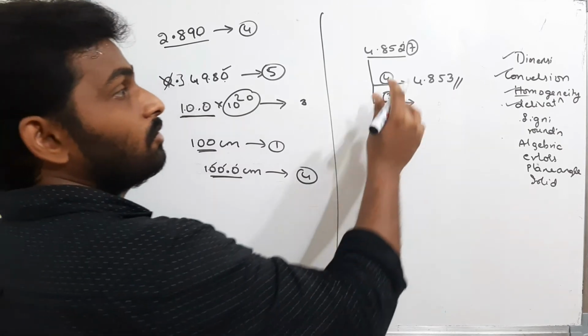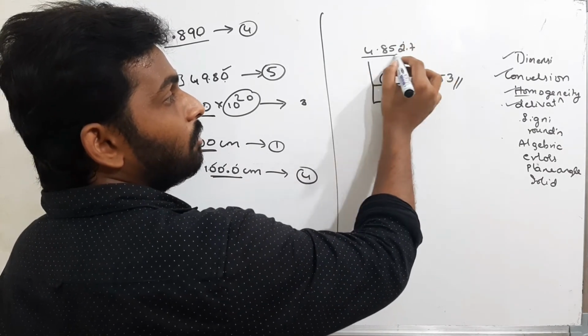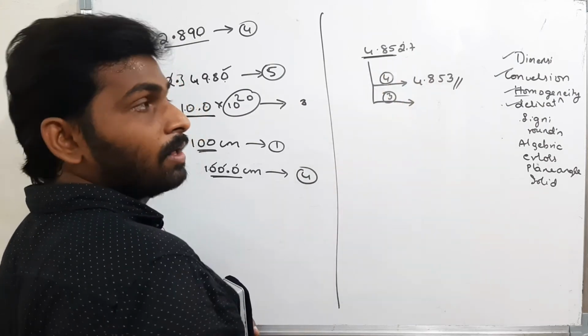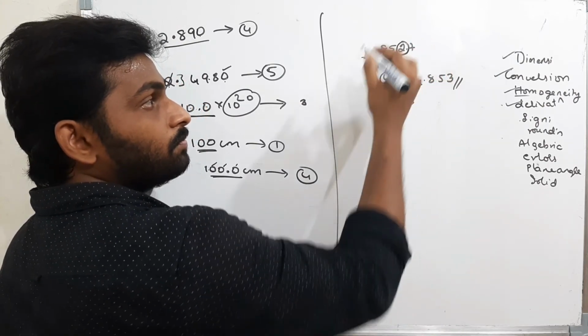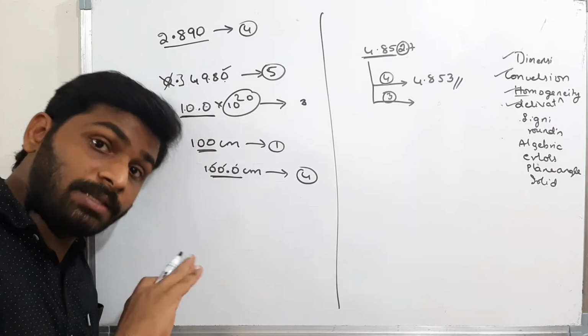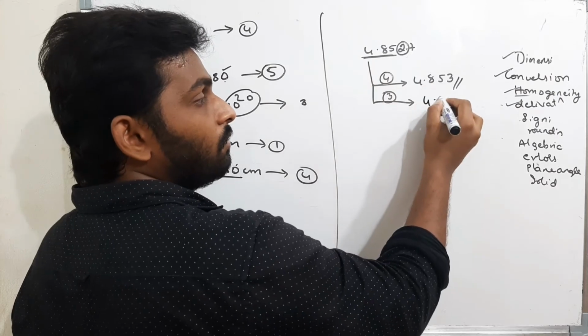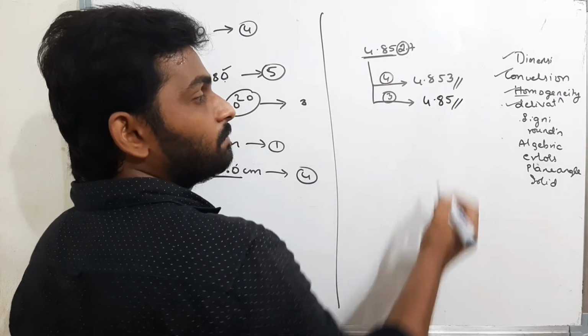Now, if I want to round off to 3 significant figures, which one do I have to round off? I have to round off this 2. Is 2 greater than 5 or less than 5? The 2 is less than 5. If 2 is less than 5, then I have to leave it as it is. Therefore, 4.85 is the answer.